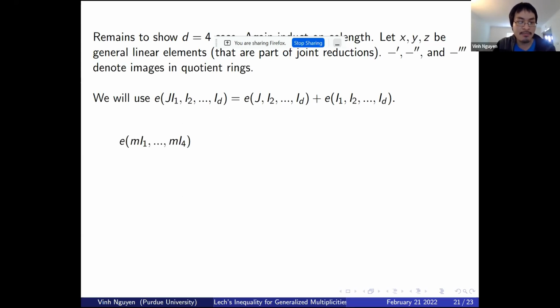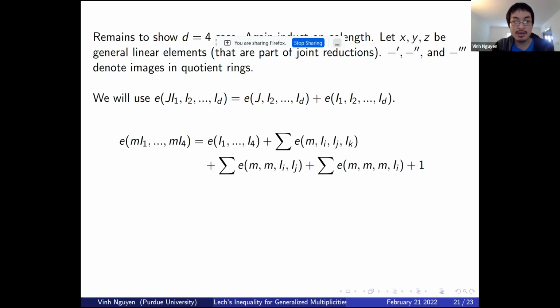So let's look at the mixed multiplicity that we want to bound. So the mixed multiplicity of m times the ideals. And we're going to iteratively use the above property to split the mixed multiplicity as a sum of these terms, where the maximum ideal shows up a certain amount of times with the other ideals.